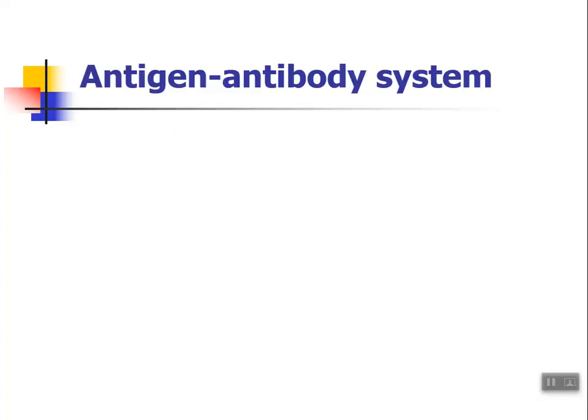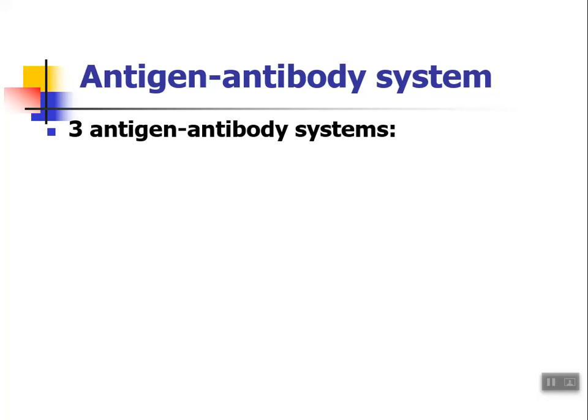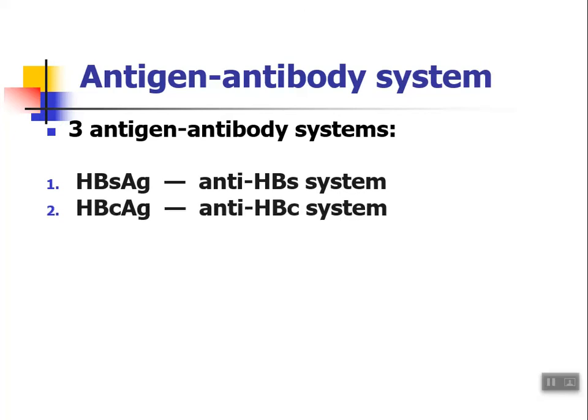Hepatitis B virus has 3 antigen antibody systems: hepatitis B surface antigen and antibody, hepatitis B core antigen and antibody, hepatitis B envelope antigen and antibody. Hepatitis B S, hepatitis B core, and hepatitis B E.